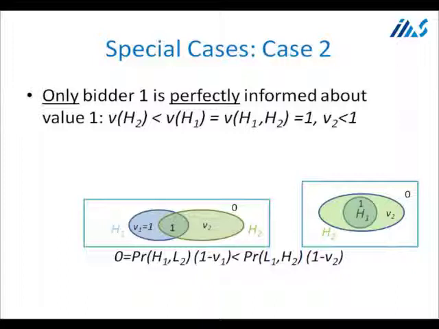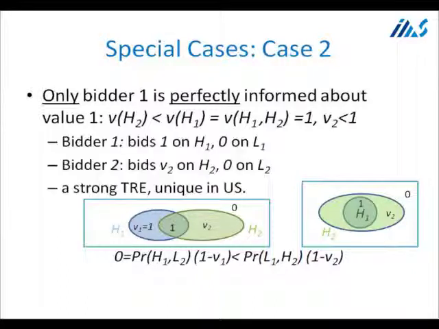So he knows that if he gets the high signal, the value is 1. And agent 2 has lower value. In this case, agent 1 should be more aggressive because he knows the value, but the other agent doesn't. So he's going to bid 1 when he sees the high signal, and agent 2 is going to bid the lowest possible value conditional on that information, which is V2. And this is again the unique one.